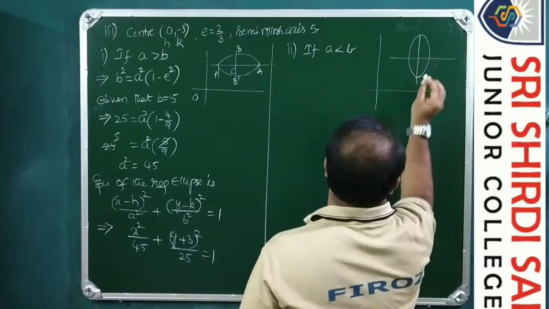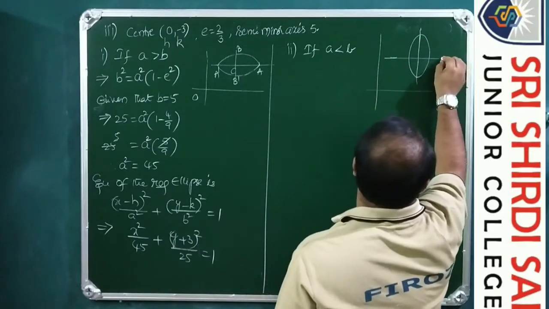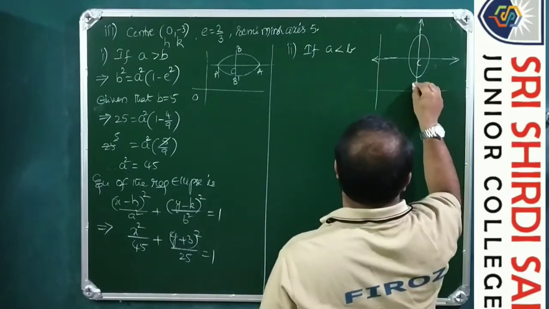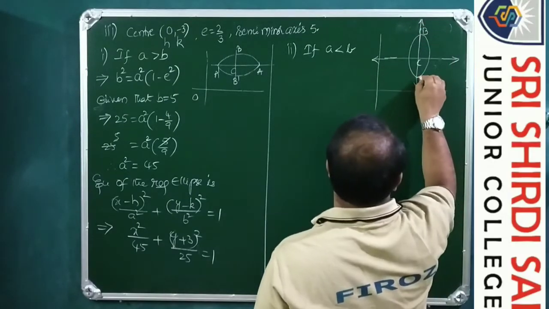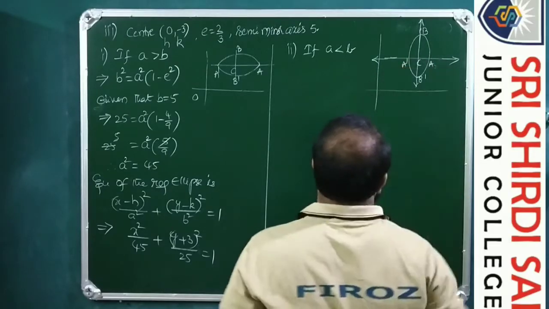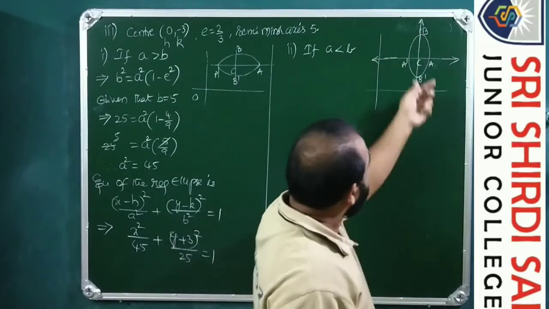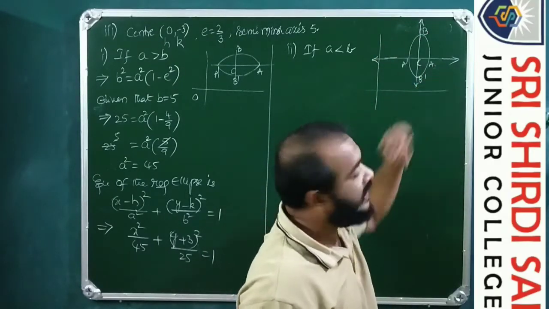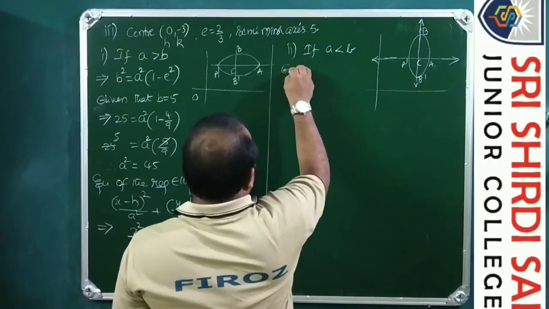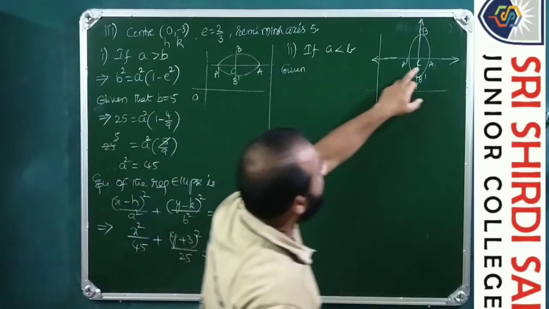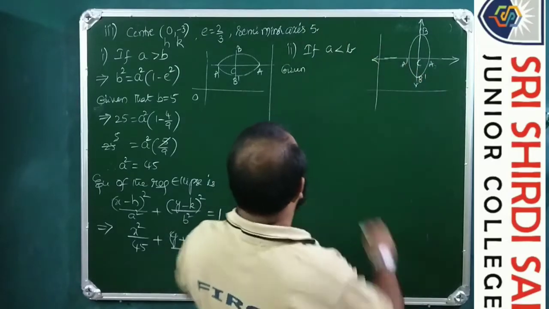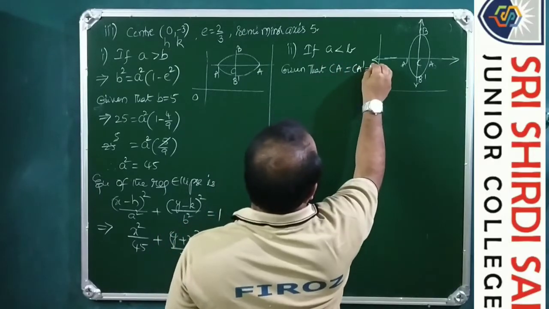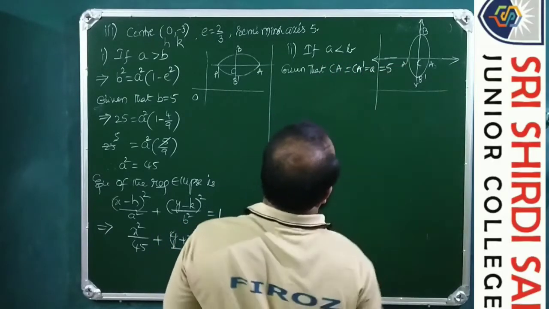So for this ellipse, this is C and this is B dash, this is A dash. If the ellipse is this, then A dash is the minor axis and B dash is the major axis. So the semi-minor axis is given: CA or CA dash is equal to A, which is equal to 5.